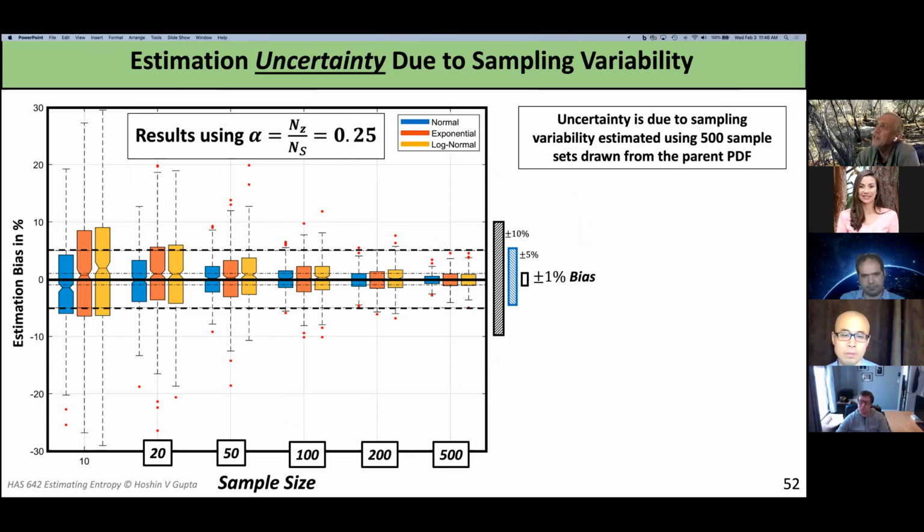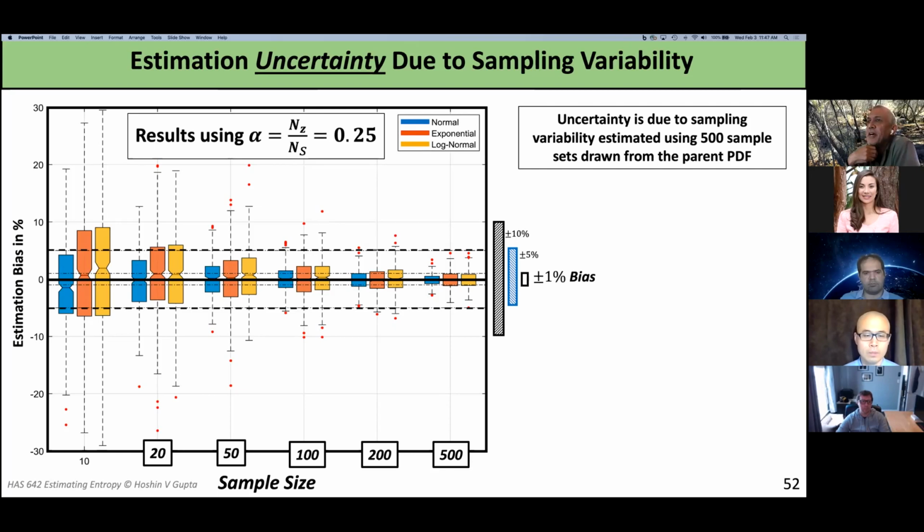Here is the estimation uncertainty due to sampling variability as a function of sample size. The estimation bias in percent is given there. Again, I'm putting 1, 5, and 10% on there. And these are results using a ratio of number of quantiles to sample size of 0.25. So 25% of the sample size is what you're going to choose. We just chose 25% for this plot, okay?